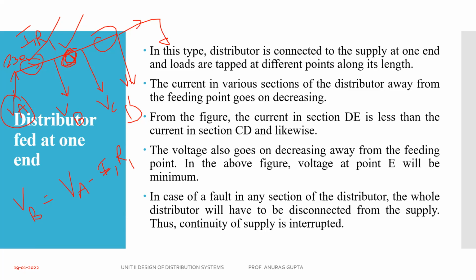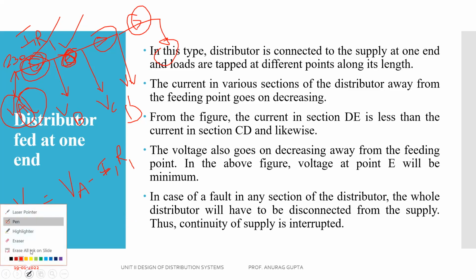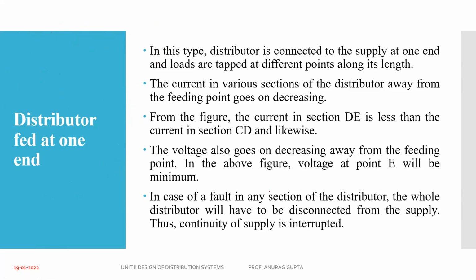So the current will be decreasing from here to here. The least current will be here, the maximum current will be here. Similarly, the maximum voltage will be here and the least voltage will be here. Because if I'm increasing the number of sections, the voltage drop is going to increase. Clear, so of course the voltage will successively decrease toward the end point.